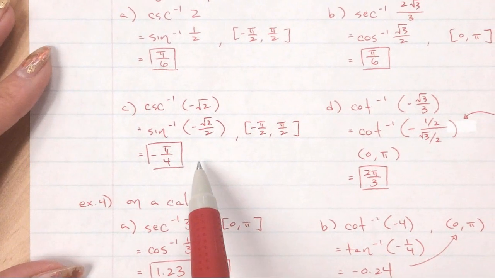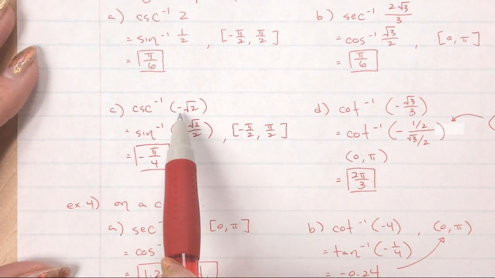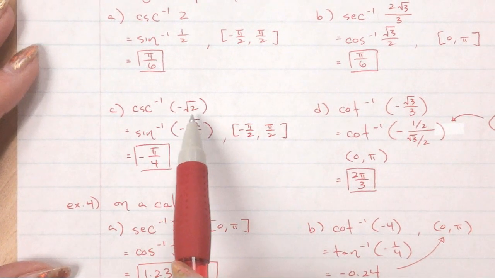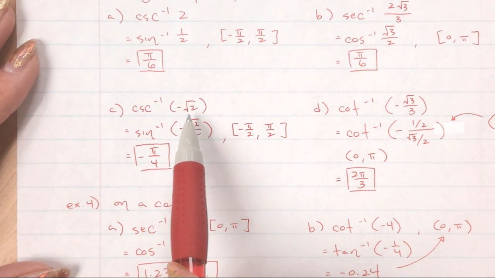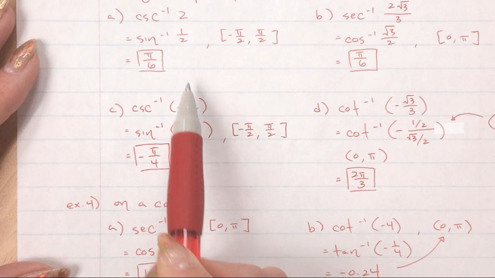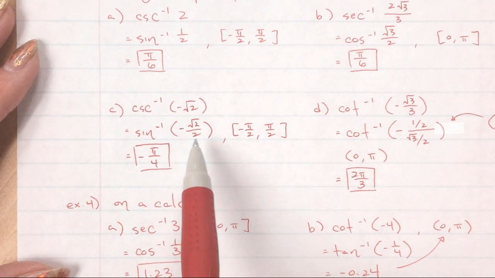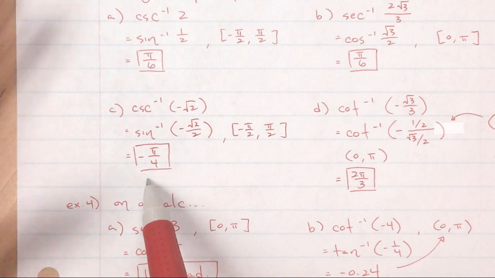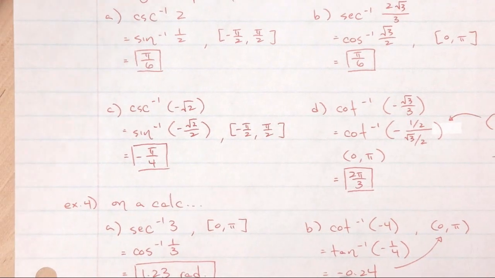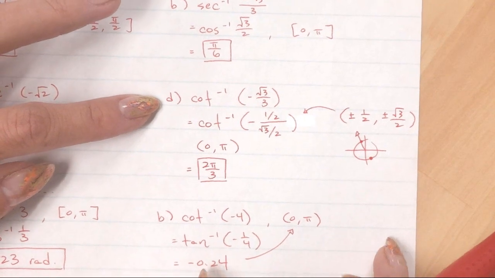For C, you have cosecant inverse of negative root 2. And then again, you think, what is the reciprocal of this? And it's 1 over root 2, but we never see that on a unit circle. Oh yeah, you have to rationalize it. This is what we see on the unit circle. So now, where does that happen? Oh, right there. Okay, so that one I rushed through, kind of. Okay, the fourth one is the good one.